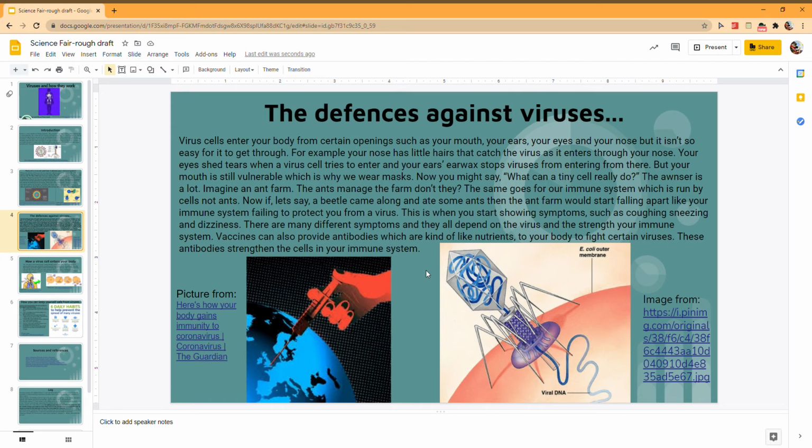There are many different symptoms, and they all depend on the virus and the strength of your immune system. Vaccines can also develop antibodies, which are kind of like nutrients for your body to fight certain viruses. These antibodies strengthen the cells in your immune system.